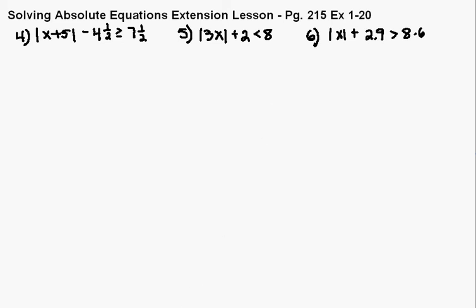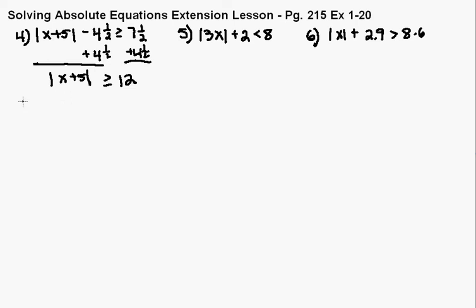Alright, looking at problems 4, 5, and 6, starting with number 4. Again, the initial goal is to isolate the absolute value on one side of the inequality. So we need to get rid of this 4.5. This is negative, so we are going to add 4.5 to both sides of the inequality. So here we're left with the absolute value of x plus 5 greater than or equal to 12.